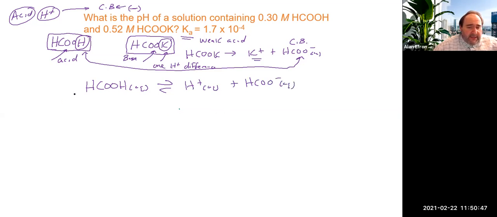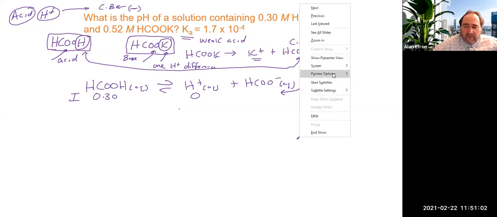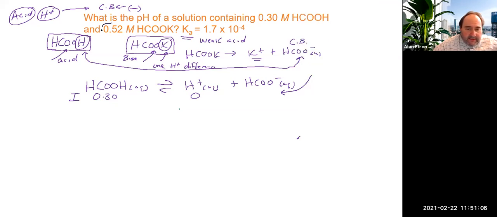And initially here, we would have 0.3 molar. This guy would be 0. And again, because this is a common ion problem, really a buffer type problem, we do have some formate to start with. The formate is going to come from basically this guy here. That potassium formate is going to really be a source of formate.